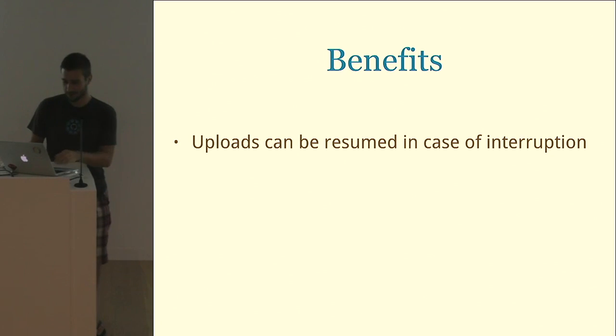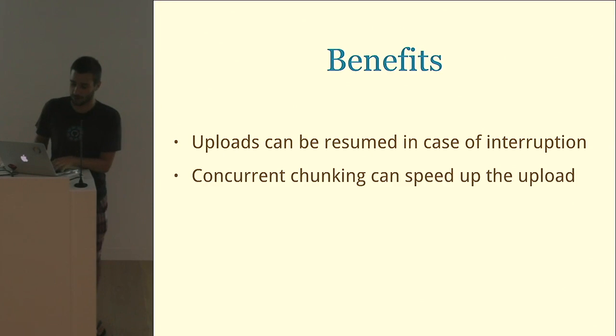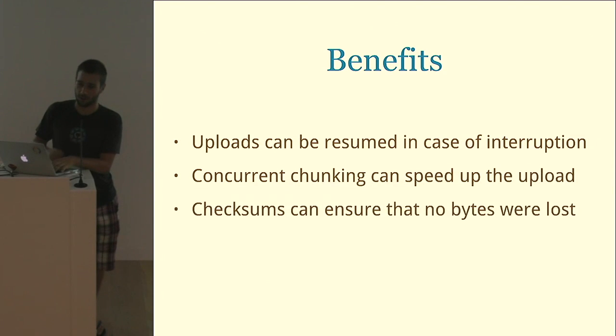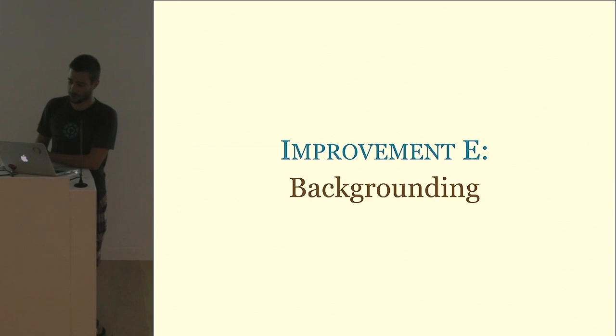Okay. So uploads can be resumed in case of interruption. Concurrent chunking can speed up the upload. The Fine Uploader maintainer even said it can double the total speed of the upload. And the tus.io protocol has checksums to ensure that no bytes were lost, which surprisingly happens often when you're uploading large files: the server receives the request, but some bytes aren't there. So the client can send the checksum, and the server can generate the checksum on their side, and if those two checksums match, then the chunk succeeded, otherwise it has to be retried.